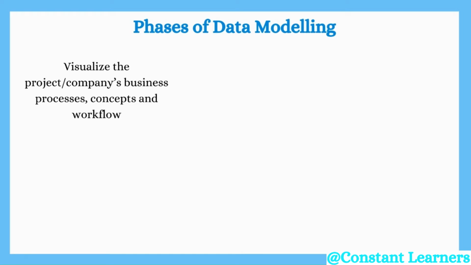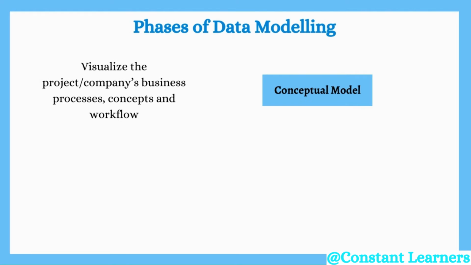Like before designing a building, what do we do? We first plan, we discuss our requirements, right? And then we talk to the engineers, and then the engineer draws a plan, and finally the construction begins. So first we need to identify the requirements of the business, like what kind of database would they need. And this planning or this identification process is known as a conceptual model.